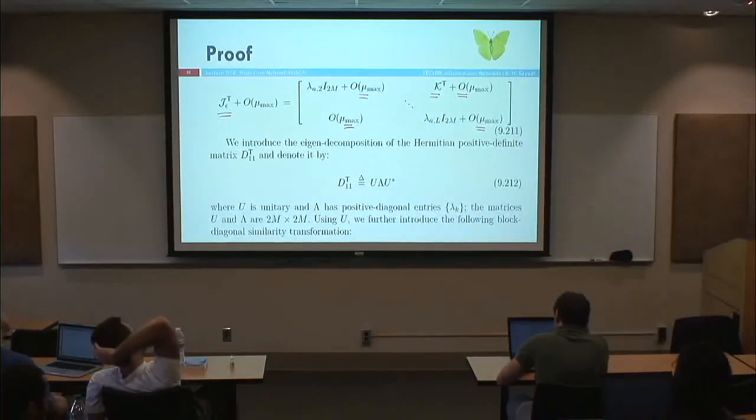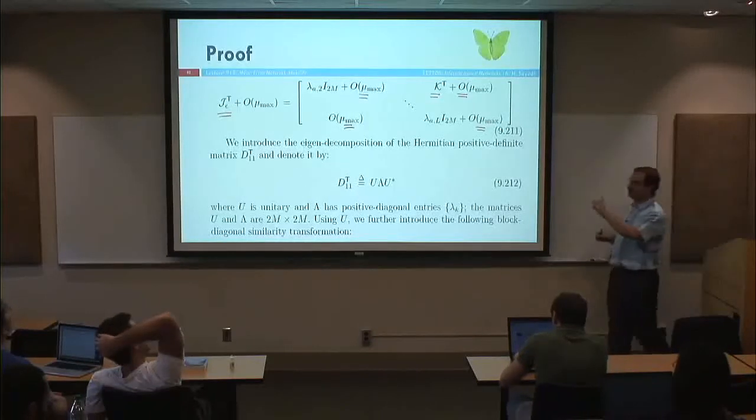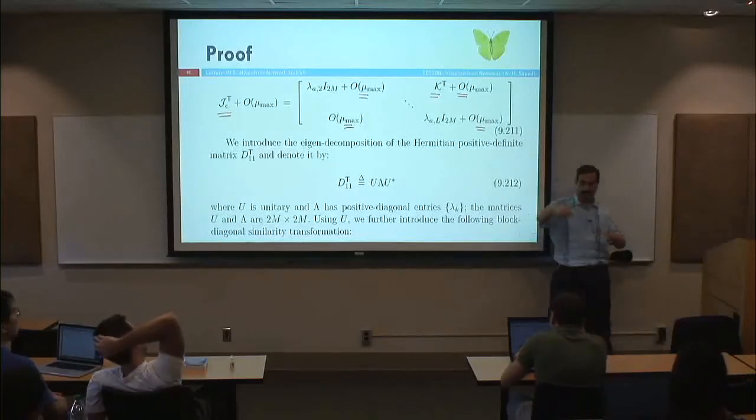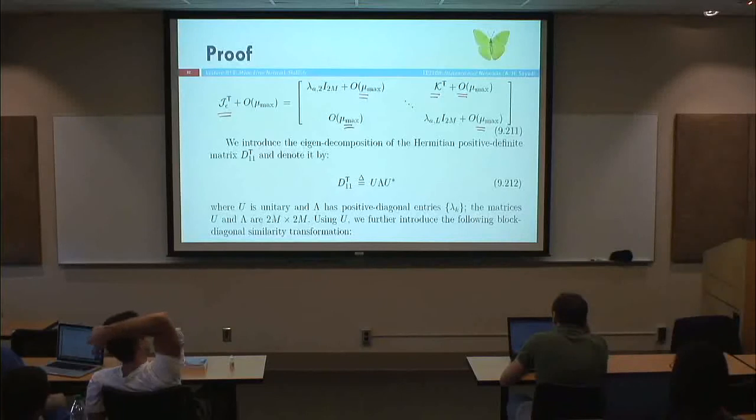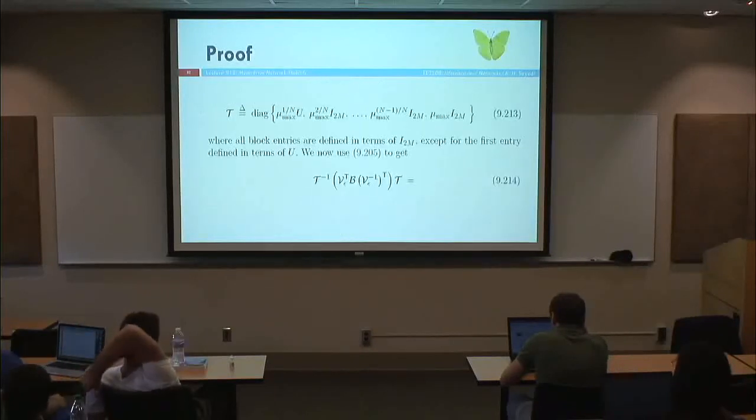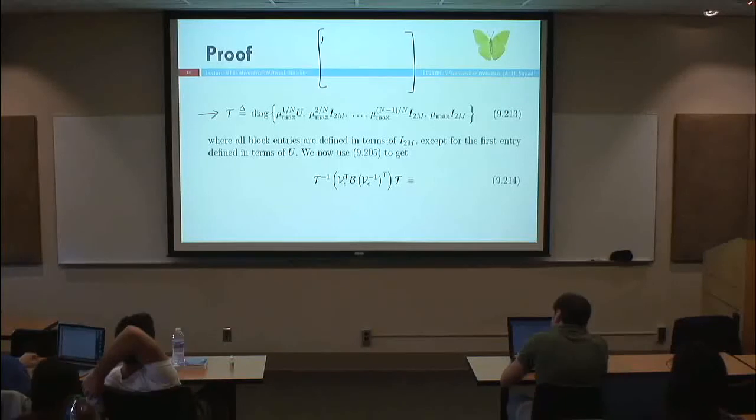Okay, so let me define now a transformation, and you are going to understand why it's useful when I show it in use. Let me take this U and define this transformation. What is this transformation? Let's look at it. It's a block diagonal matrix. So you will have mu to the 1 over n, U, mu to the 2 over n, U. I'm not going to write mu max each time.